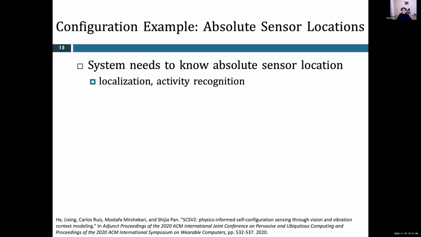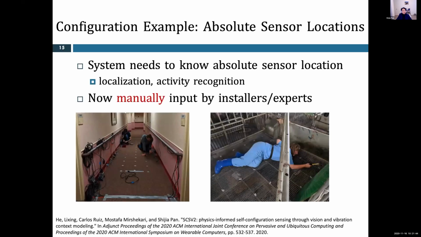So our answer to that is... let's first look at an example where we want to configure the absolute sensor location. Many IoT systems need to know the anchor or the device's absolute location to achieve tasks like localization, and the system would need the spatial information of the device to conduct, for example, human activity recognition. But many of these systems are manually configured by the installer or experts, and this would limit the scalability or pervasiveness of the system.